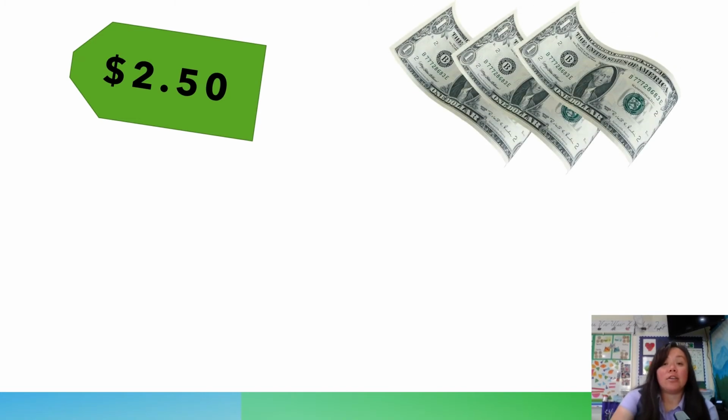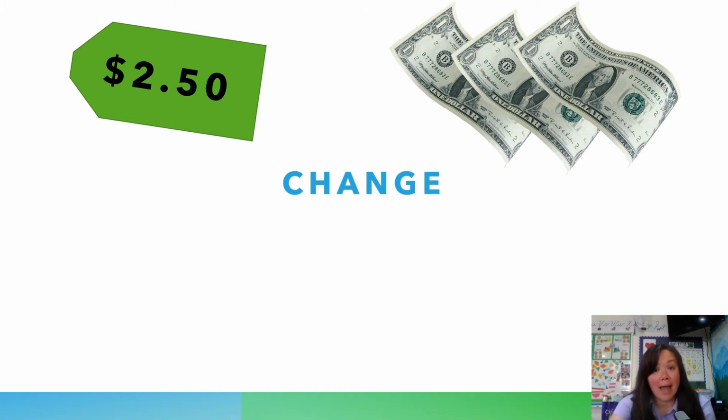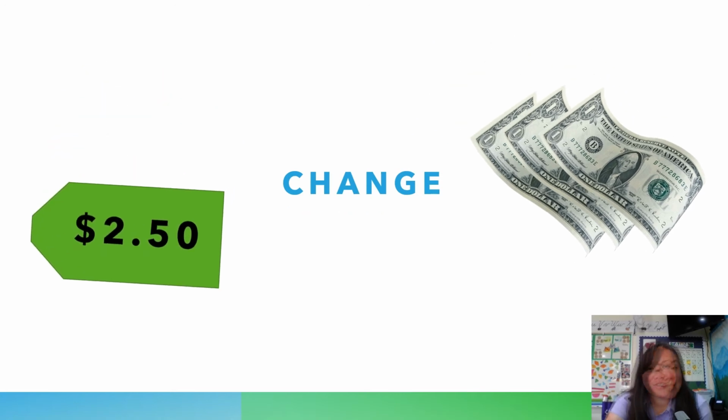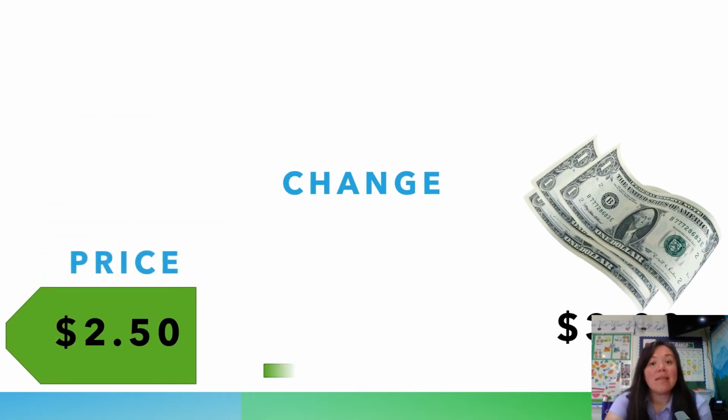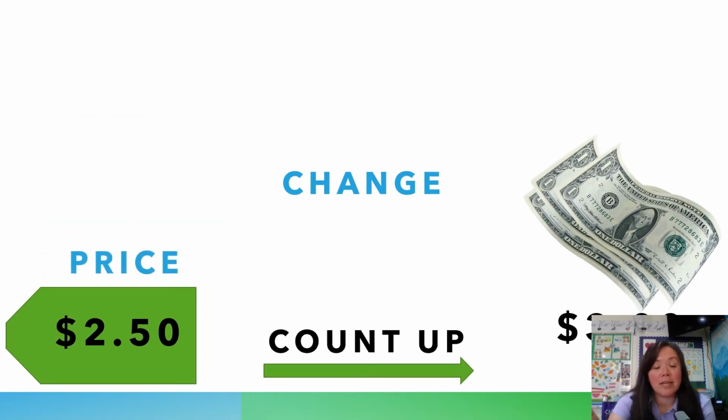Let's say the price tag is $2.50, but you pay $3. You have overpaid, so now you deserve some change back. Here's how your book wants you to figure out the change. You're going to be counting up until we get to $3. So you're going to start at $2.50 and count up to $3. What kind of coins could we add to get up to $3? I would say quarters. Let's try quarters.